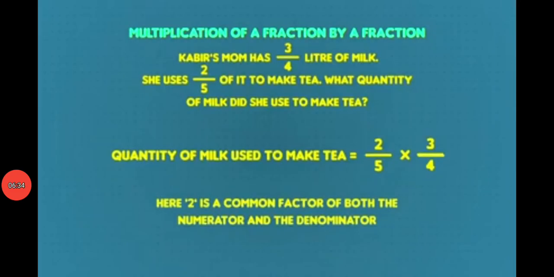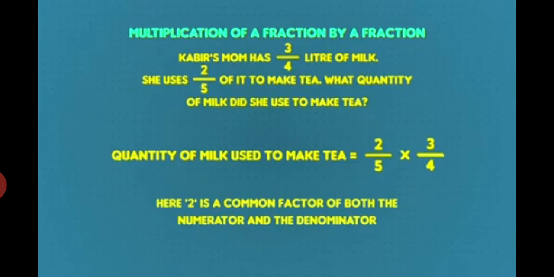Now the multiplication. Let's take an example. Kabir's mom has 3/4 liter of milk. She uses 2/5 of it to make tea. What quantity of milk did she use to make tea?